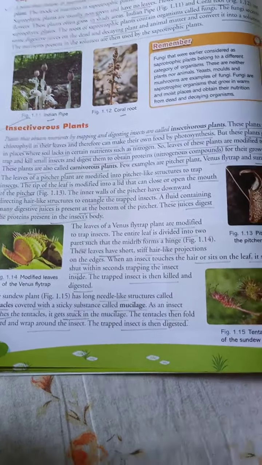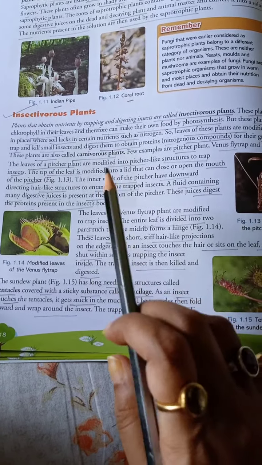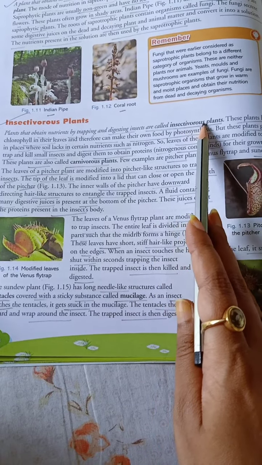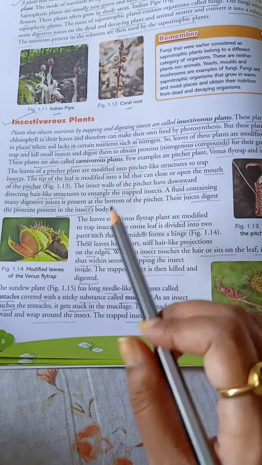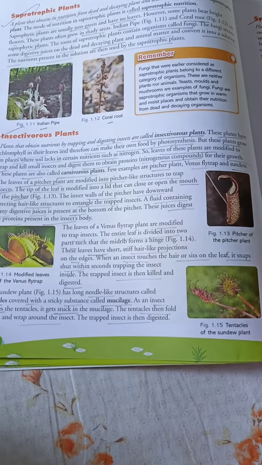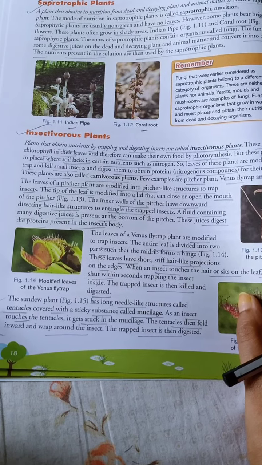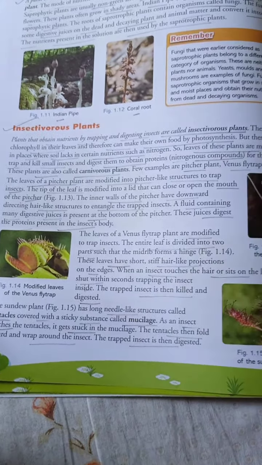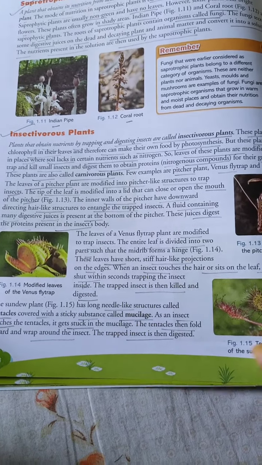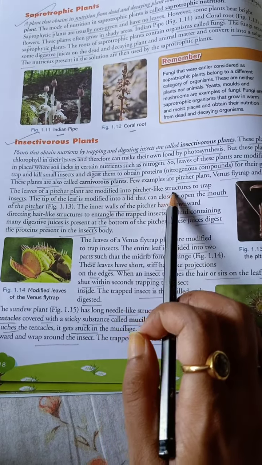Now, insectivorous plants. Plants that obtain nutrients by trapping and digesting insects are called insectivorous plants. Examples: Venus flytrap, pitcher plant, sundew. Now, how do they make their own food? By capturing insects. See, the leaves of the pitcher plant are modified into a pitcher-like structure.